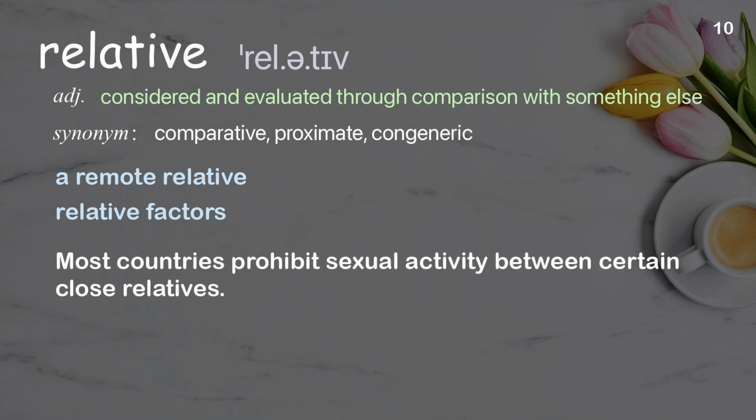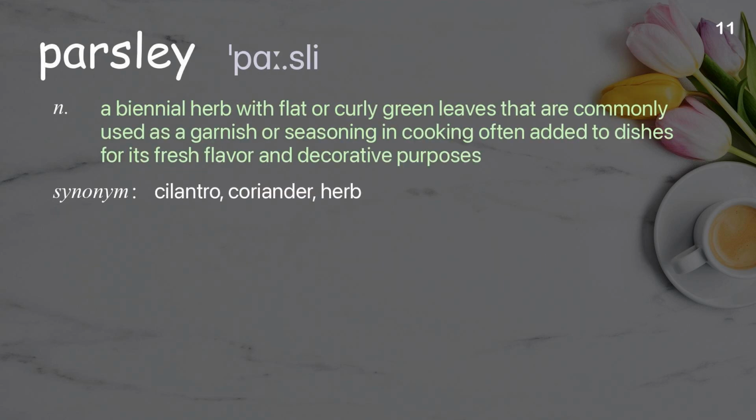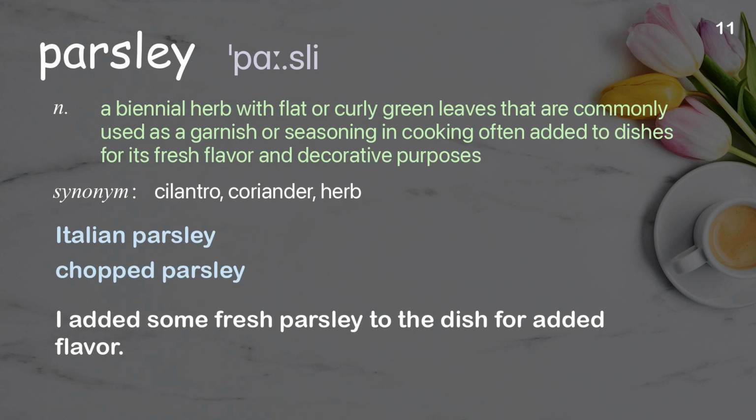Parsley. A biennial herb with flat or curly green leaves that are commonly used as a garnish or seasoning in cooking, often added to dishes for its fresh flavor and decorative purposes. Examples: Italian parsley, chopped parsley. I added some fresh parsley to the dish for added flavor.